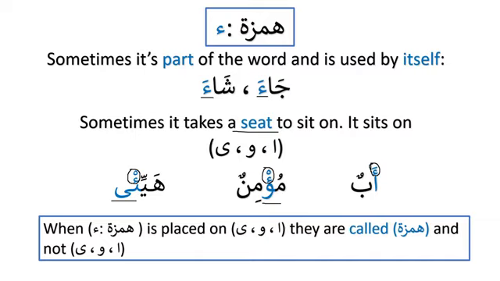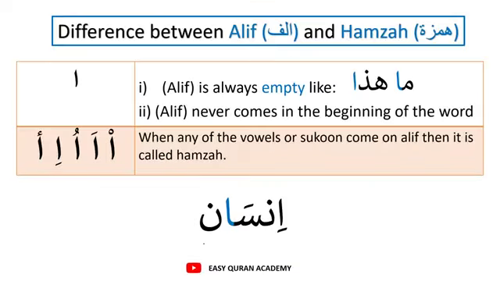Now something interesting. When Hamza is placed on alif, waw, or ya, they are called Hamza and not alif, waw, and ya. So something that you need to notice and note down: when we put Hamza on alif, waw, and ya, then they are called Hamza and we do not call them alif, waw, and ya. This information is very important.